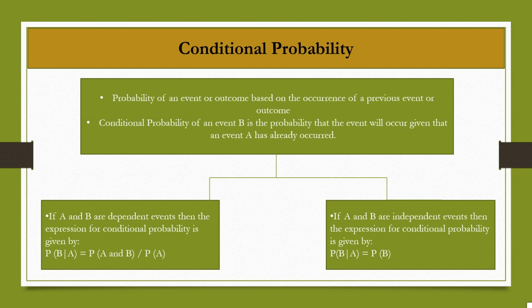If A and B both are dependent events, then the expression for conditional probability is given by this. Now this first term on the left hand side, which is P(B|A), is the probability of event B occurring given that event A has already occurred. So like I said, if A and B are dependent events, then this is the expression. But if A and B are independent events, then the expression for conditional probability is like this. So guys, P(A) and P(B) are obviously the probability of A and the probability of B.